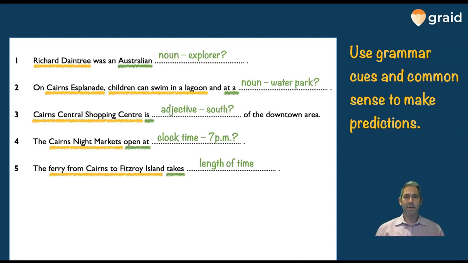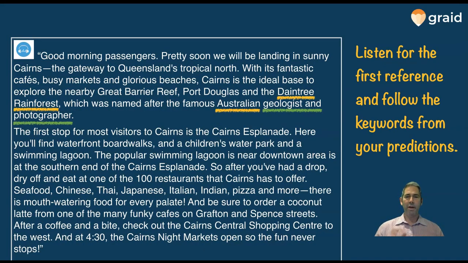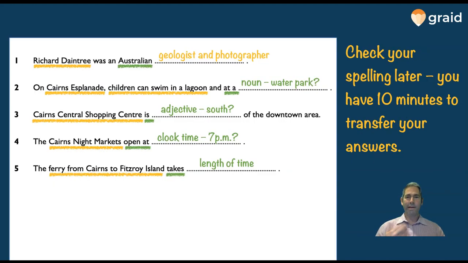Okay, let's go through and check our answers using the script. Now hopefully all of you heard Daintree Rainforest. Following from that, we are told it's named after the famous Australian geologist and photographer. Now, unfortunately, spelling is marked on the IELTS listening test. This means if you misspell geologist or photographer, you would lose a point. So, you just need to check your spelling. If you're not sure about the spelling, always try to guess, always complete every answer.